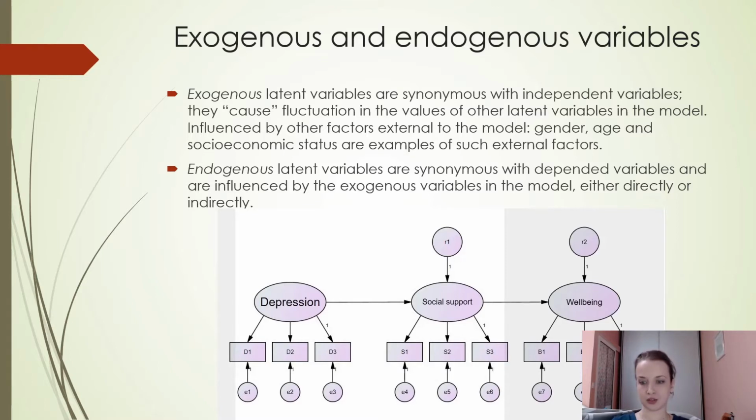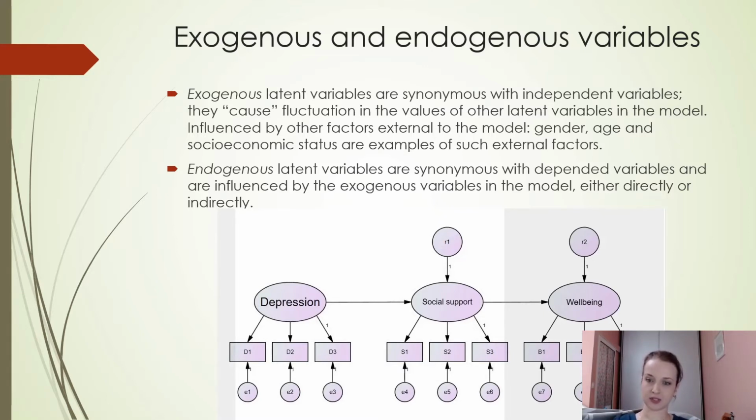Changes in the values of exogenous variables are not explained by the model. They are considered to be influenced by other factors external to the model. Gender, age, and socioeconomic status are examples of such external factors. In this example shown, depression is an exogenous variable because there is no error linking to it.